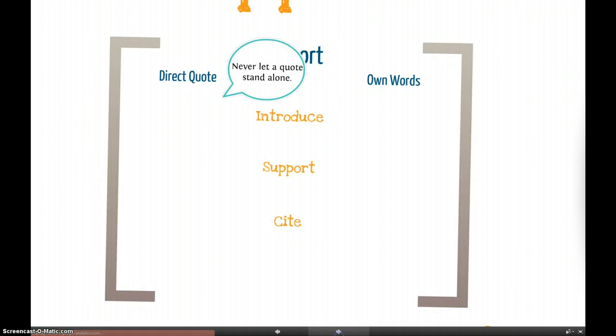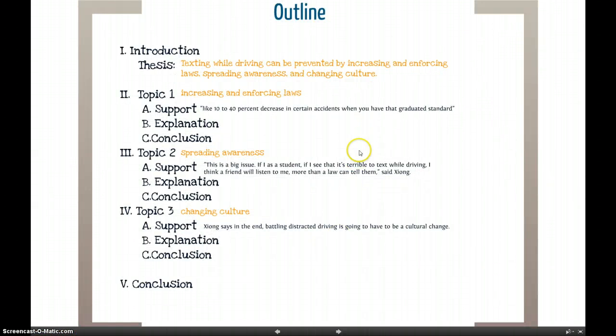Going back to our outline, for our first main idea, here is the support that we found. Our idea was increasing and enforcing laws, and our support, a 10 to 40% decrease in certain accidents when you have that graduated standard. So let's see how we can turn that into a sentence that uses part of our own words.